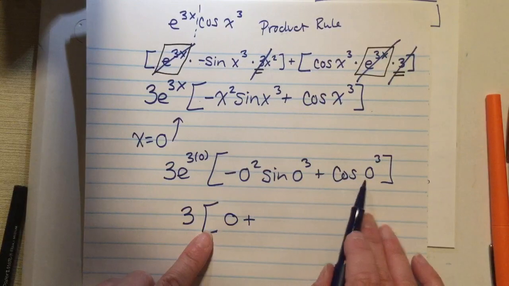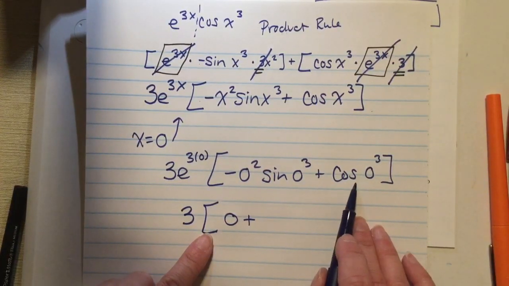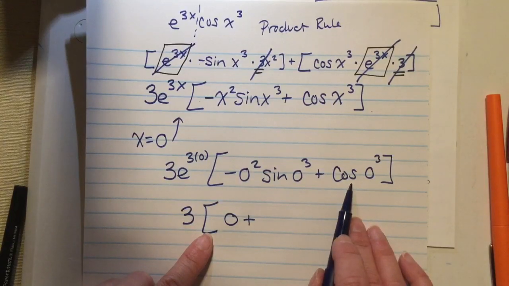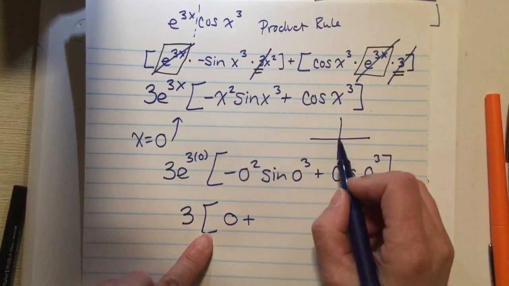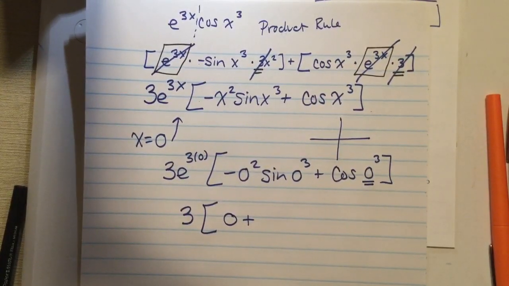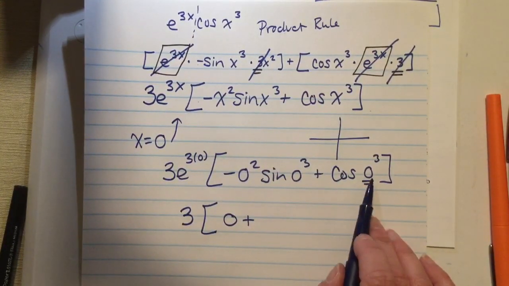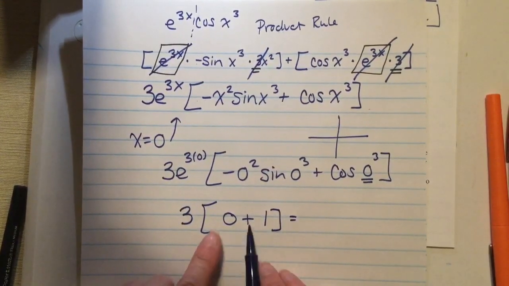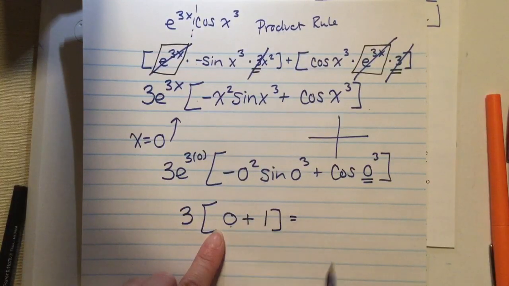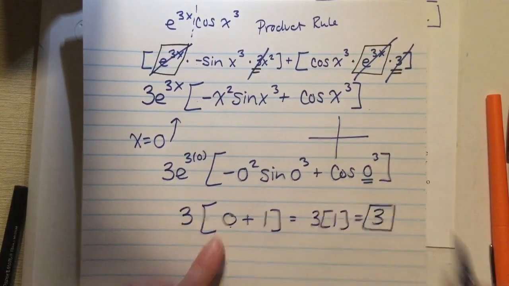Now the cosine of 0 cubed, if you plug that in your calculator or if you envision that unit circle, the cosine is the x value. If you are looking at 0 on your unit circle, when x is 0, your cosine value is going to be a 1. Okay, so the cosine of 0 is 1. So now I can add those two.